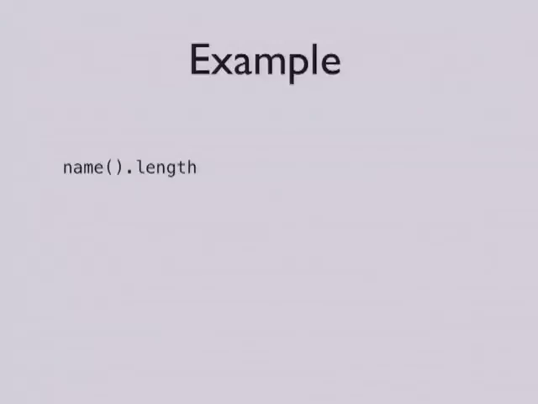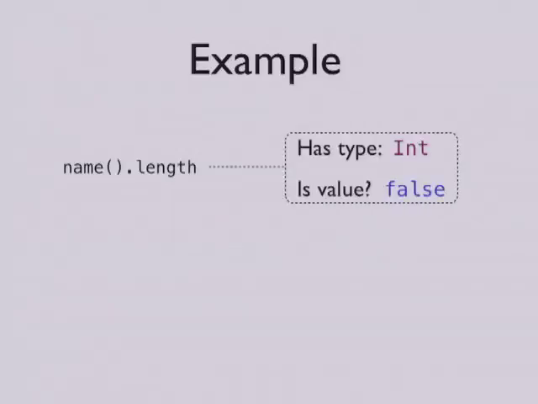This is still pretty abstract, though. Okay? So let's look at an example. Here we have a term, name.length. Okay? So we're calling the name method, and that's giving us some result, and then we're calling the length method on that result. And it would be reasonable to assume that the name method returns a string, and the length method probably returns an int, right? Because that's defined on string. So the type of this whole expression is int. And it's not a value.